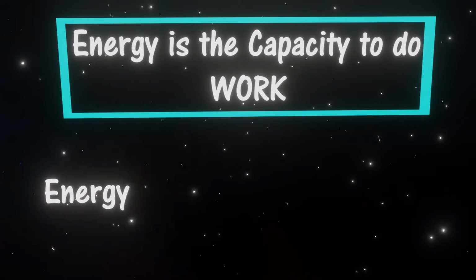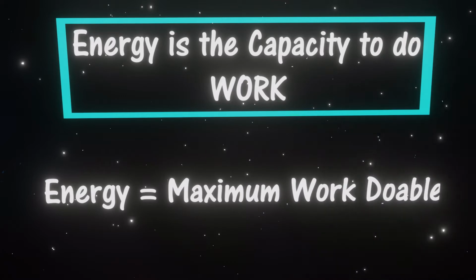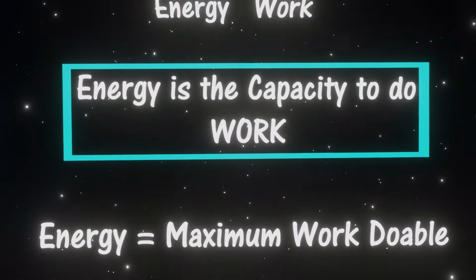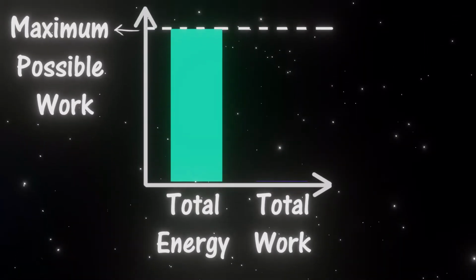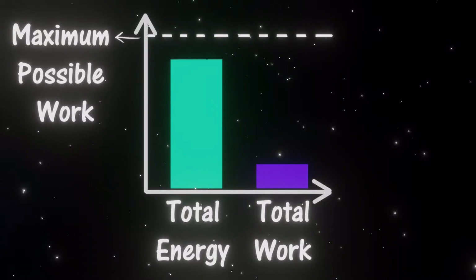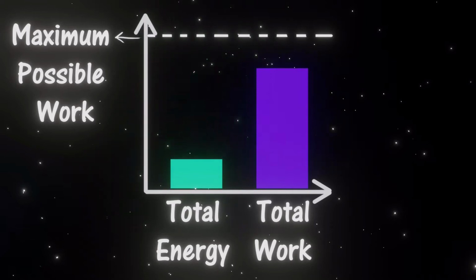So energy basically puts an upper limit to the amount of work that could be done by a body. A body cannot do more work than the total energy present within it, and as a body does work, its total energy will reduce by exactly the same amount as the total work done.